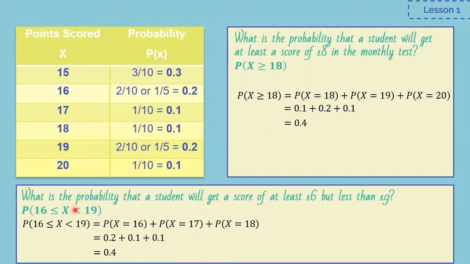only. So we have here P of x, where x is greater than or equal to 16 but less than 19, is equal to P of x, where x is equal to 16 plus P of x, where x is equal to 17 plus P of x, where x is equal to 18. Then substitute the values. We have 0.2, 0.1, and 0.1. So 0.2 plus 0.1 plus 0.1 is equal to 0.4.